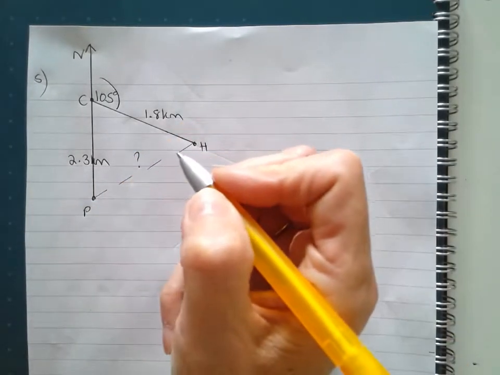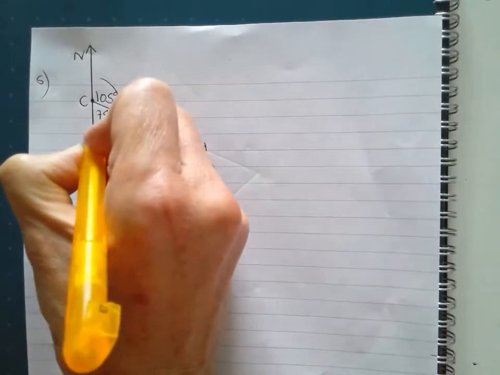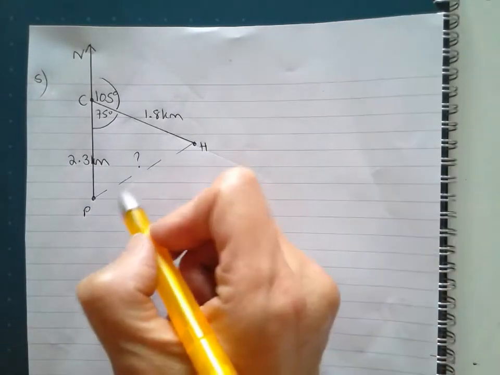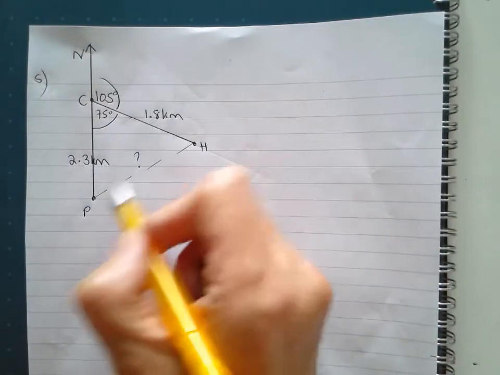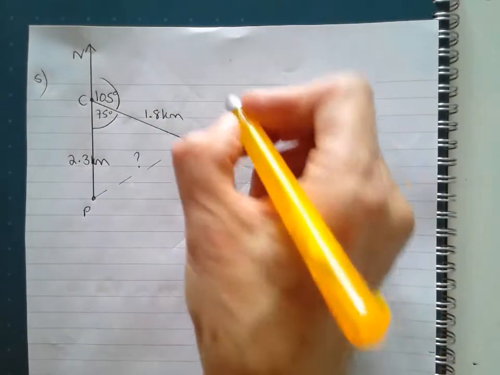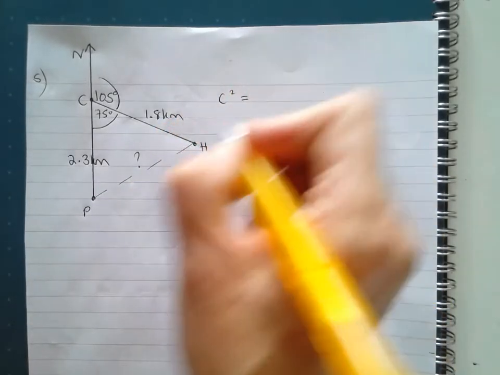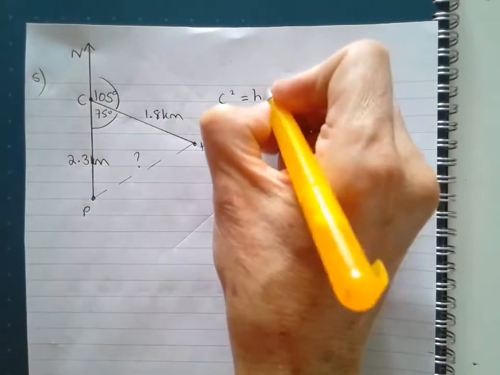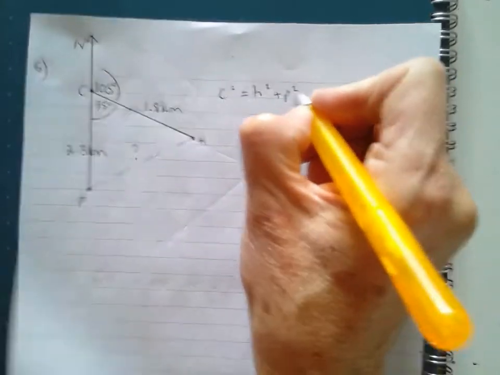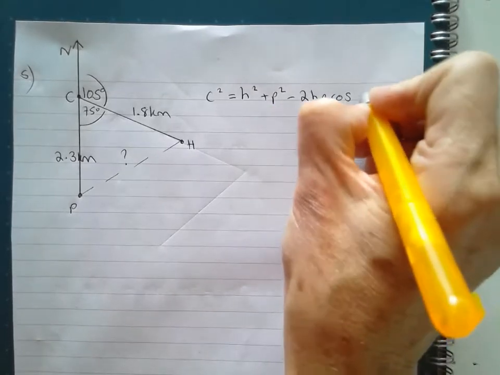So we're thinking about what we know about this triangle. We know that that's 75 degrees. And we know that we can use the cosine rule because we have the opportunity to get this side when we have that angle sandwiched between 2 known sides. So we've got c squared equals h squared plus p squared minus 2hp cos of the angle C.